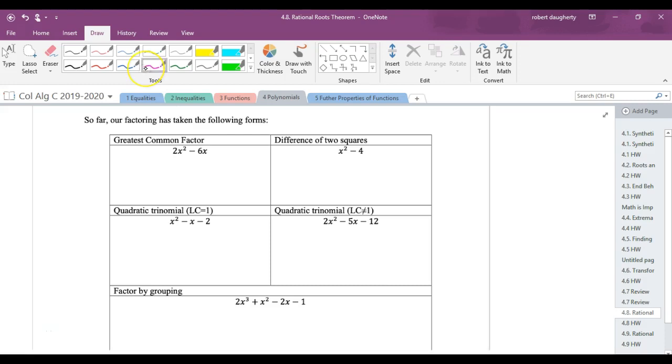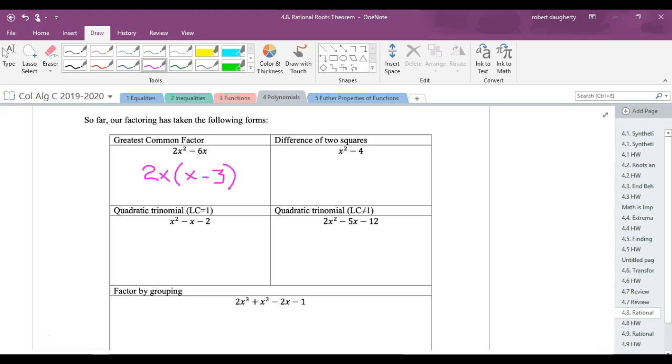Greatest common factor. How do I factor this? What's the greatest common factor? Yeah, so the greatest common factor numerically is a 2, and then an x. When I factor that out, what am I left with? Yeah, x minus 3, okay? So sometimes in solving these polynomials, you may see greatest common factor coming back.